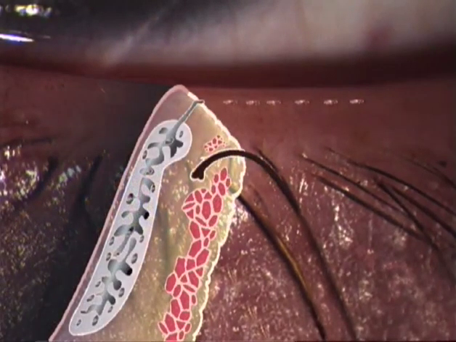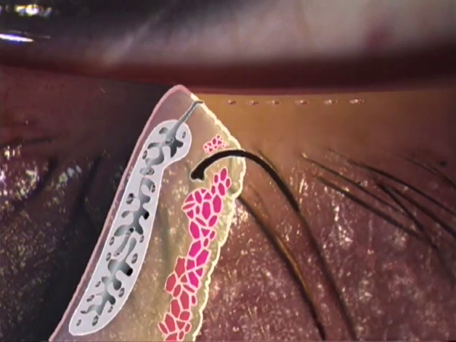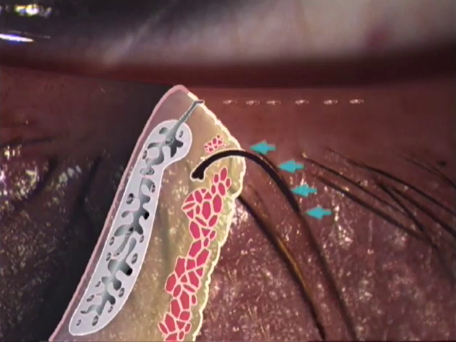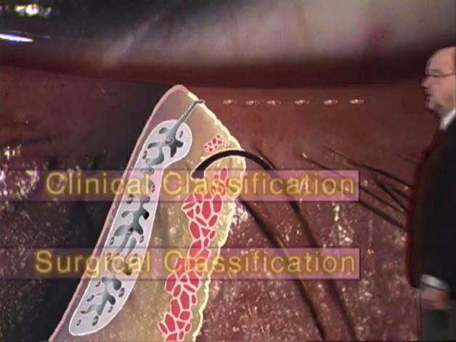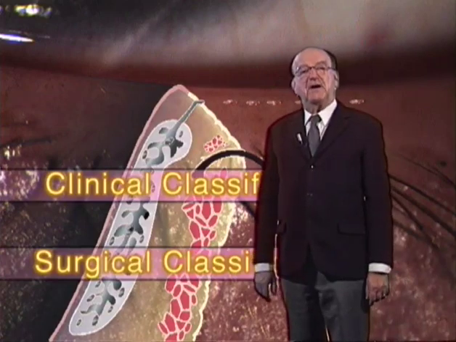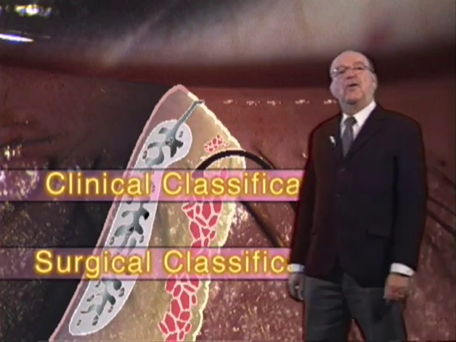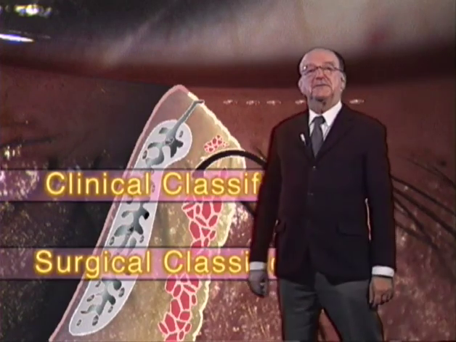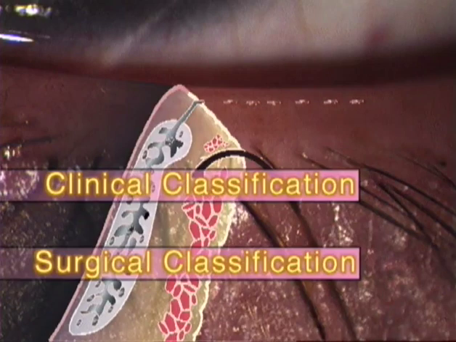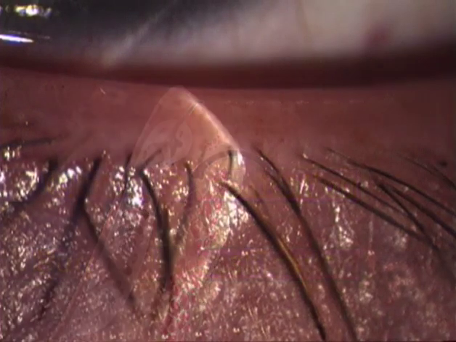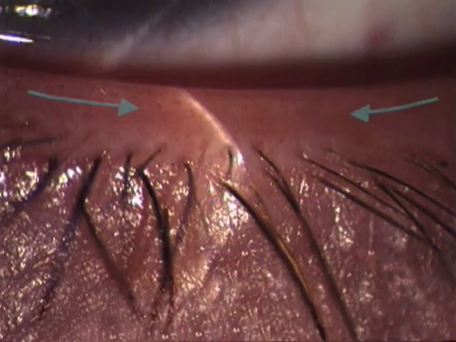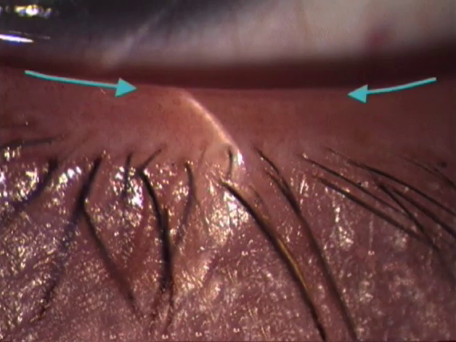In the anatomical field, 4 elements are examined with the slit lamp: the mucocutaneous surface epithelium, the lashes, the glands, and the inner edge. The field is subdivided according to either a surgical classification or a clinical classification. The borderlines of the fields in both surgical and clinical classification differ.